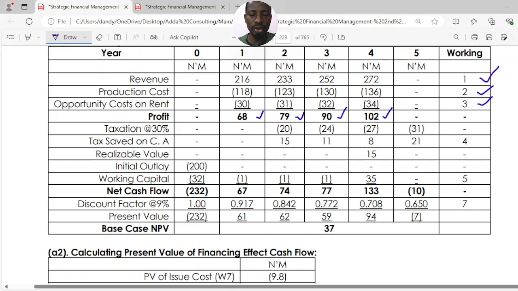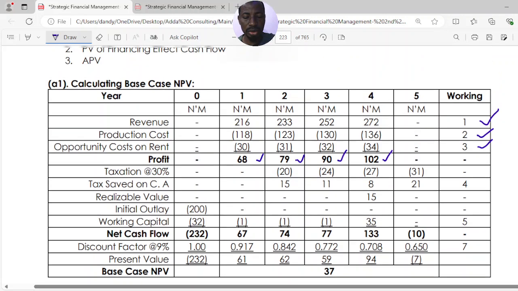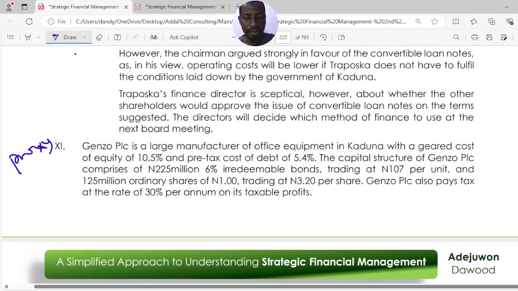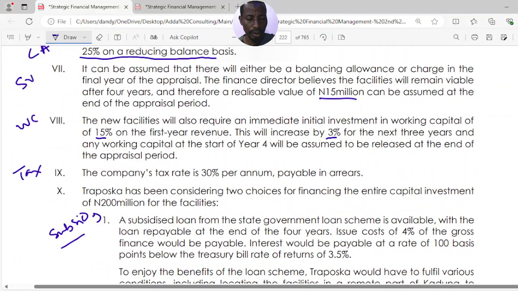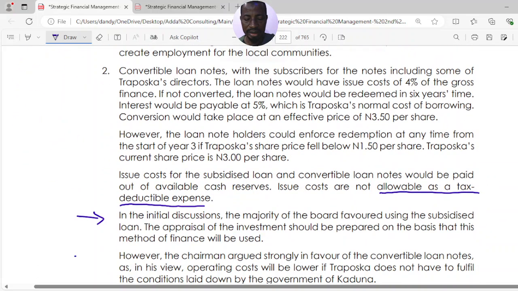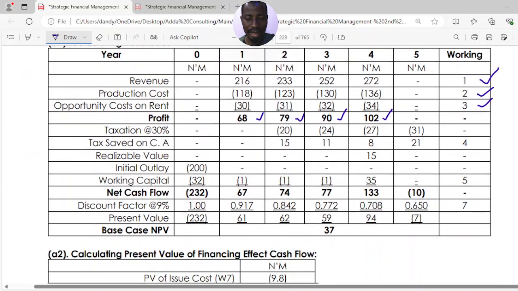So at this point, we need to pay tax. For the company to be able to pay the tax liability, we need to check from the question when the company is going to pay tax. Is tax being paid in arrears or in the current year? So let's go to the question and confirm how the company will pay tax. We are told that the company's tax rate is 30% per annum payable in arrears. So 1 year lag between when the company will pay tax. If that is the case, let's go and calculate our tax liability.